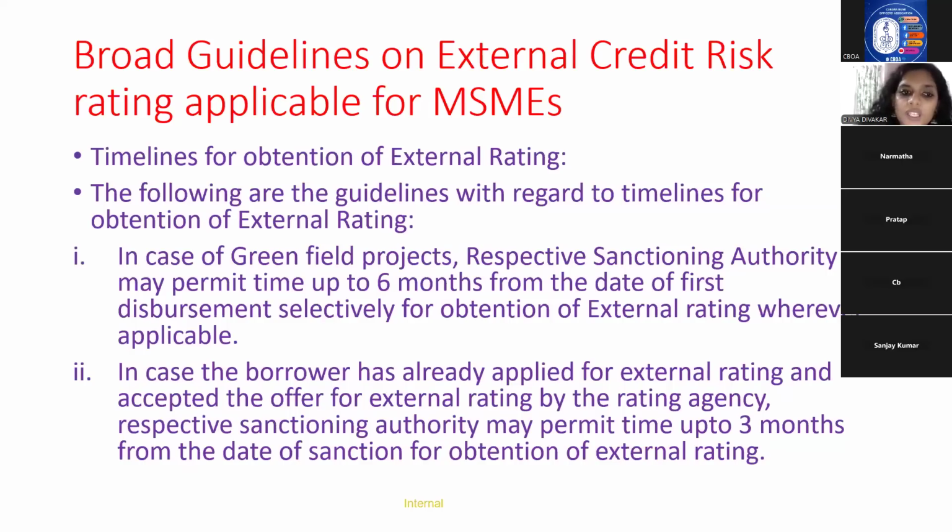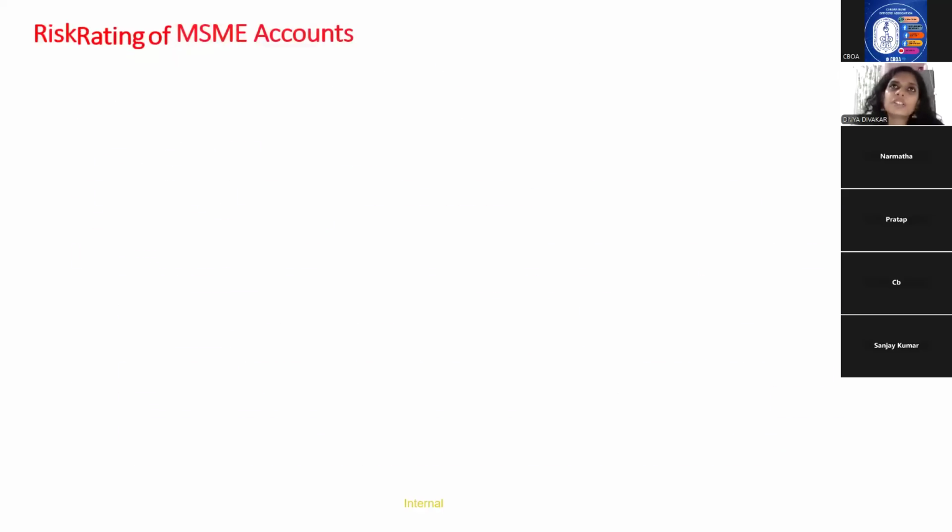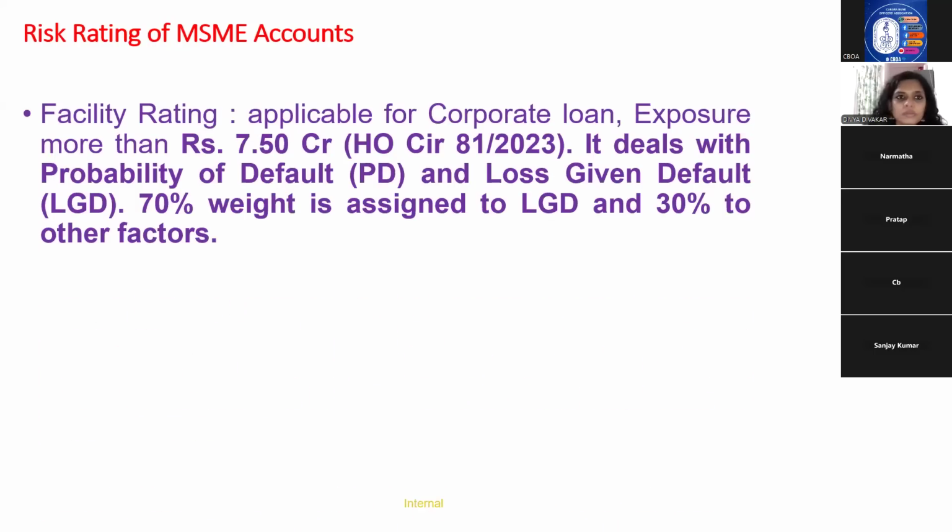Okay, then if the customer has already applied and accepted the offer for external credit rating by a credit rating agency, we may permit again 3 months. So remember, if it is a greenfield, meaning a new firm that is starting from scratch, then we'll give 6 months, and normally in other scenarios we will give them 3 months.